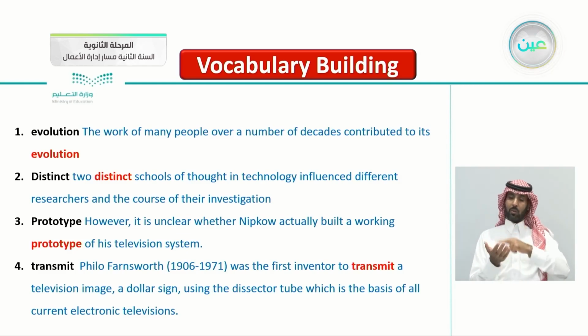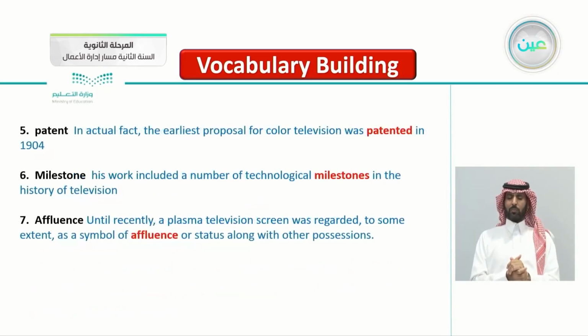Transmit, if you remember, meaning to send something. Philo Farnsworth, 1906 to 1971, was the first inventor to transmit a television image, using the dissector tube, which is the basis of all current electronic television. So he was the first inventor to transmit a television image. Of course, we'll be reading about him later in the reading lesson. The word patent: in actual fact, the earliest proposal for color television was patented in 1904.